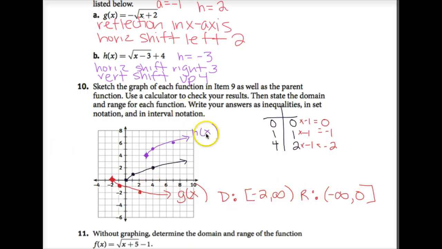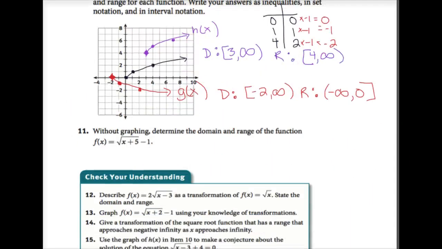For h of x, my x values don't start till 3, and then they get bigger, they go to the right. My range values, y values, start at 4 and get bigger. So starting at 4 with a bracket and getting bigger. And then obviously the domain and range of the parent hasn't changed, so we're not going to list that again.